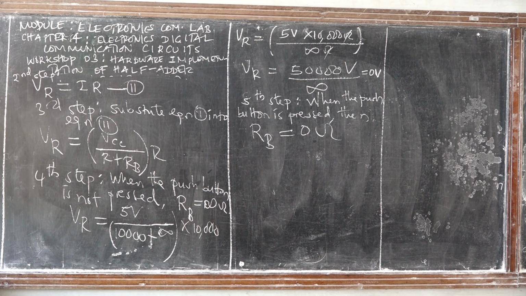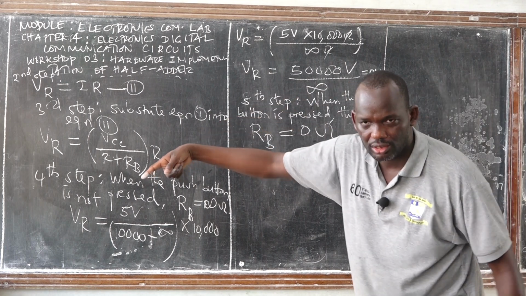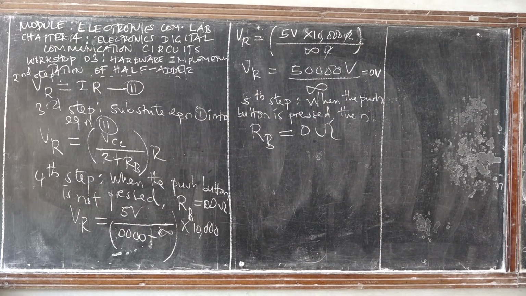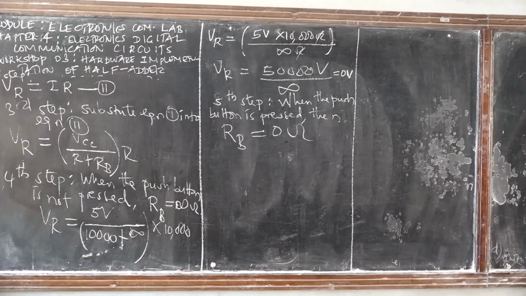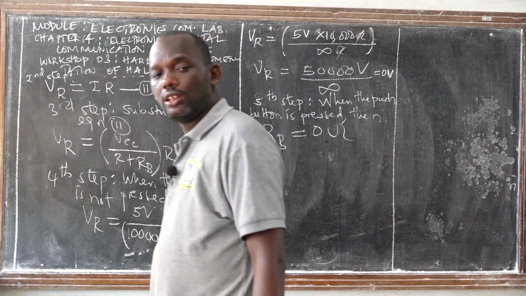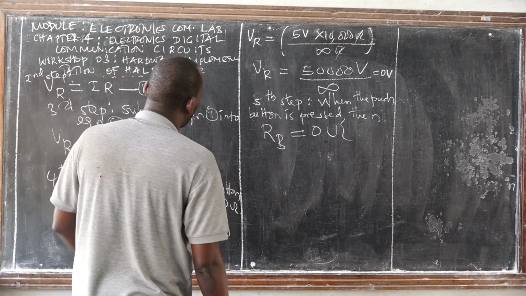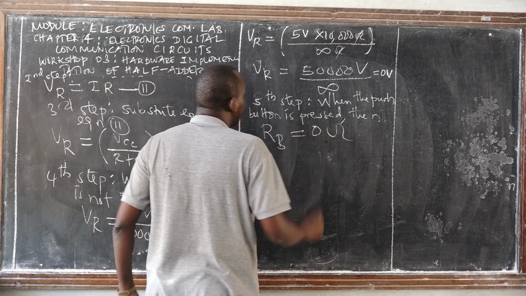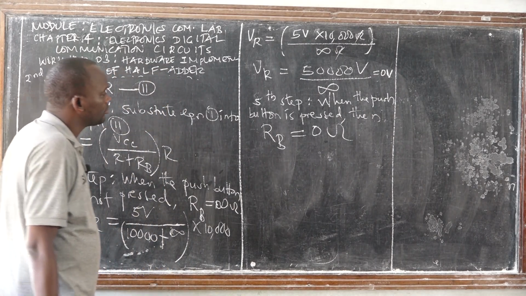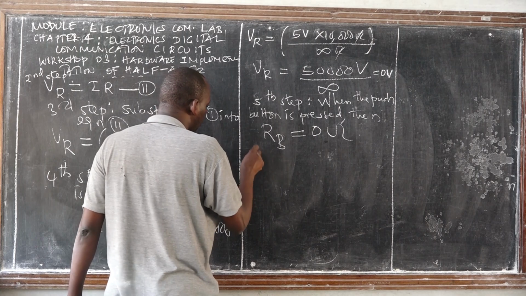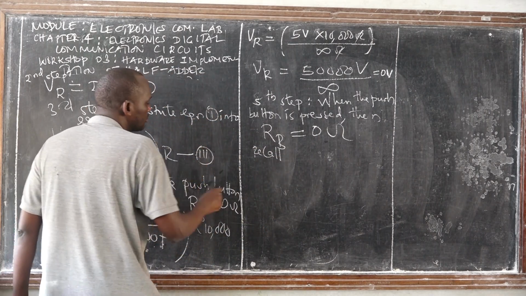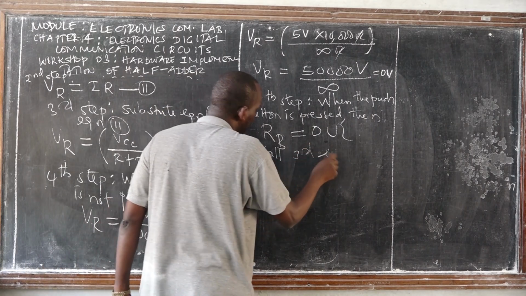So if the push button is pressed, the network changes from open loop into closed loop. Then we are going to have a potential drop, which means all the voltage will be pulled down towards the ground. If that is the case, we recall our equation, equation 3.